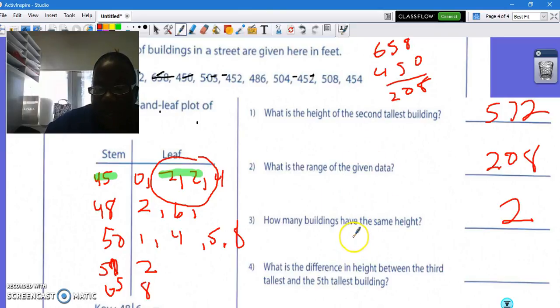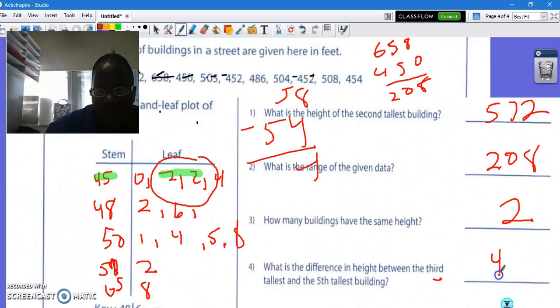Okay, question number 4. What is the difference in height between the third tallest and the fifth tallest building? All right, this is the tallest, so that makes it number 1. Number 2, third tallest is here, so that's 508. If that's the third tallest, this is the fourth tallest, this is the fifth tallest. So that's 504. Subtract the two, you will get 4 feet.